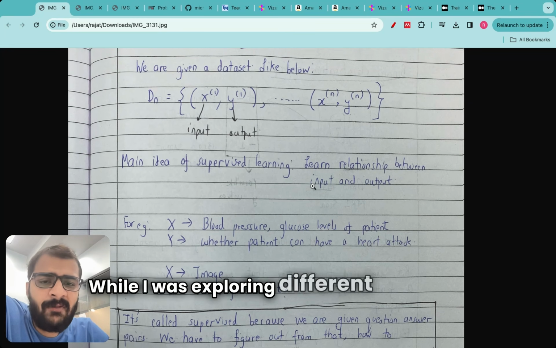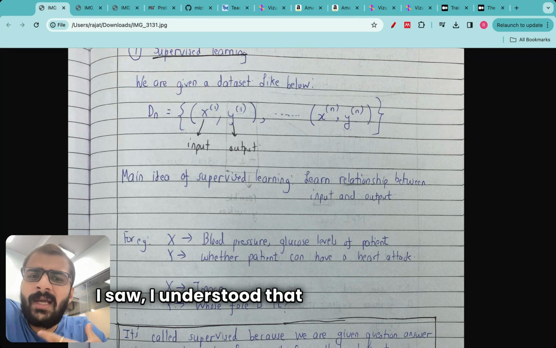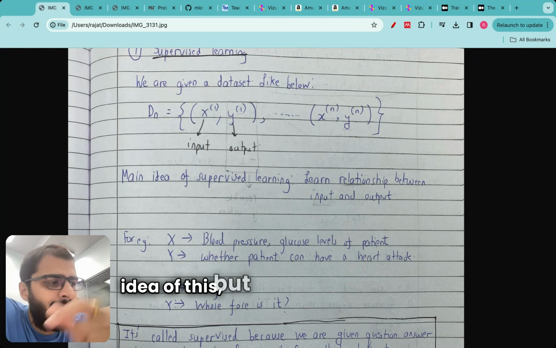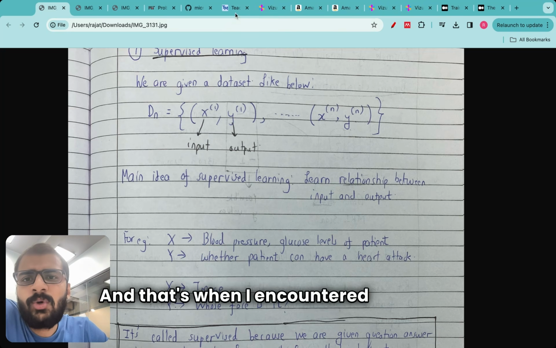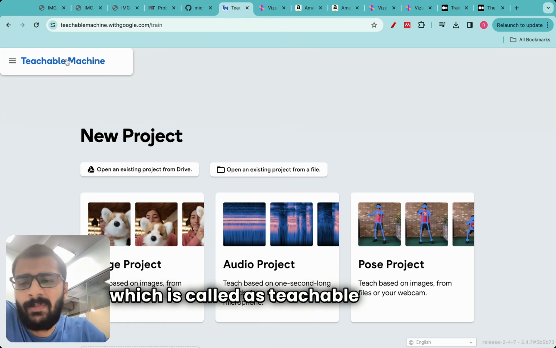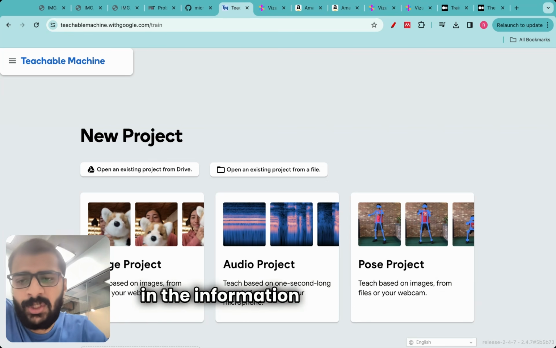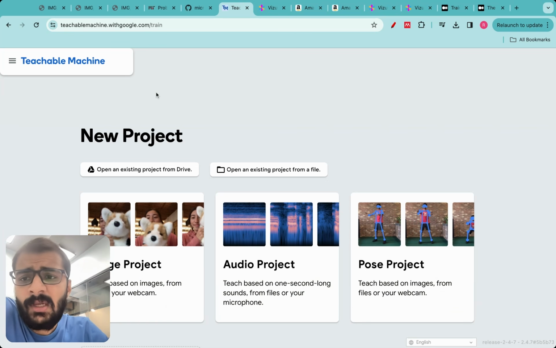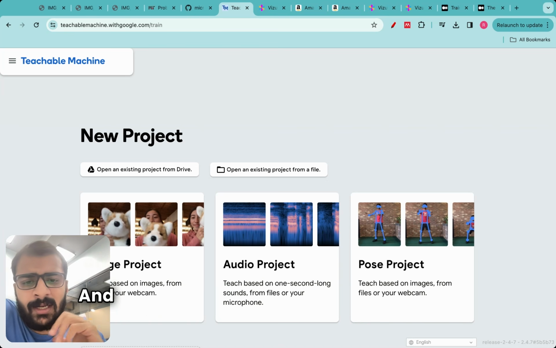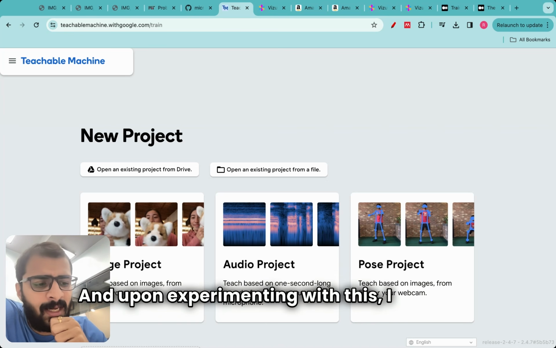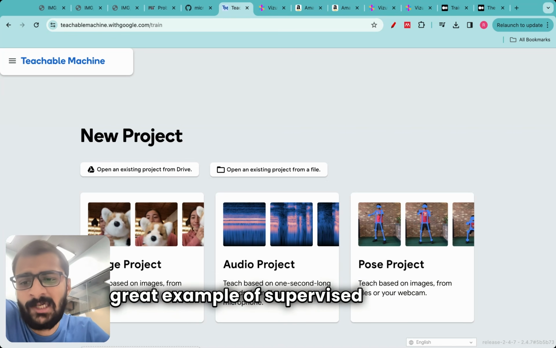While I was exploring different examples of supervised learning, I generally got an idea of this, but I needed a practical demonstration. And that's when I encountered a website called Teachable Machine. I'll attach the link of this website in the information of this video. It's a brilliant website to explore several different projects. And upon experimenting with this, I developed a project which is a great example of supervised learning.